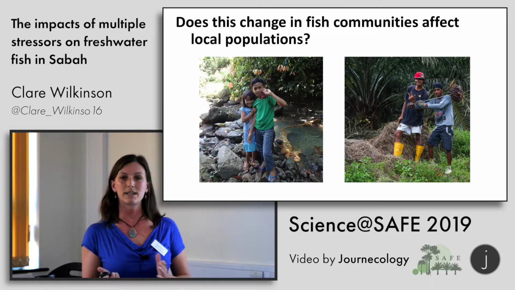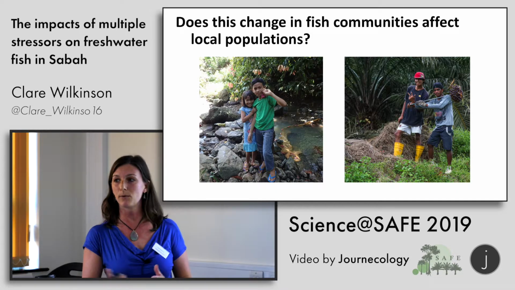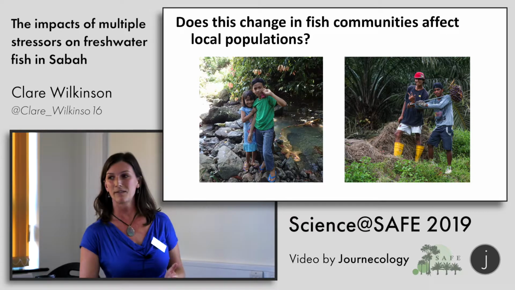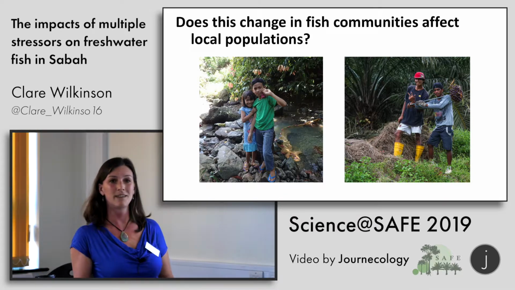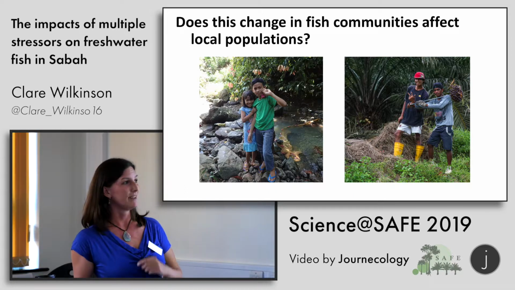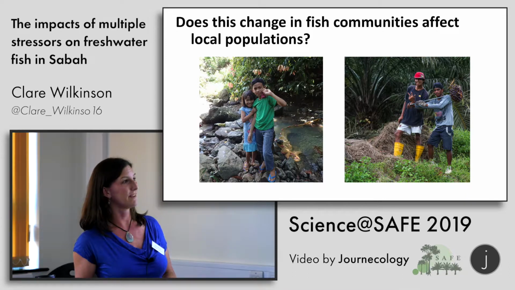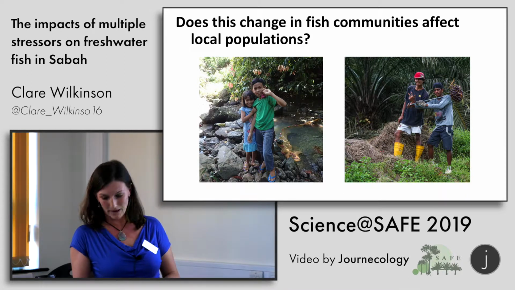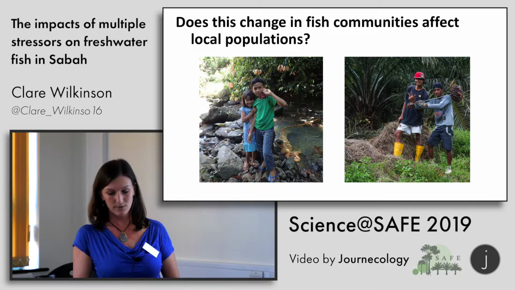So we know there's this big difference across the land use gradient, but how does this actually affect people that live in these areas? Anyone that's been to Sabah or specifically the SAFE project knows everyone there that we work with always wants to be fishing, or everyone eats fish, so it's definitely a very useful resource to them, whether they're fishing for food directly or to sell to markets.